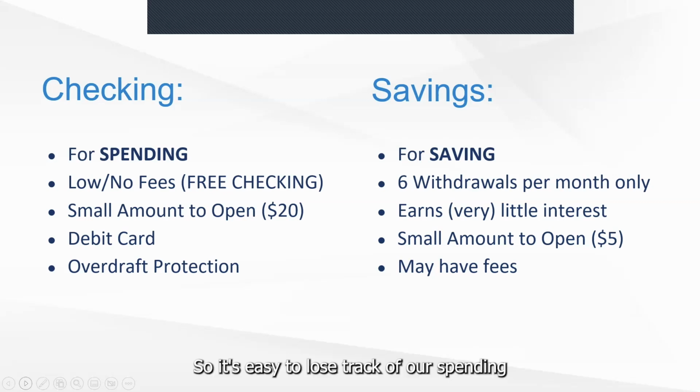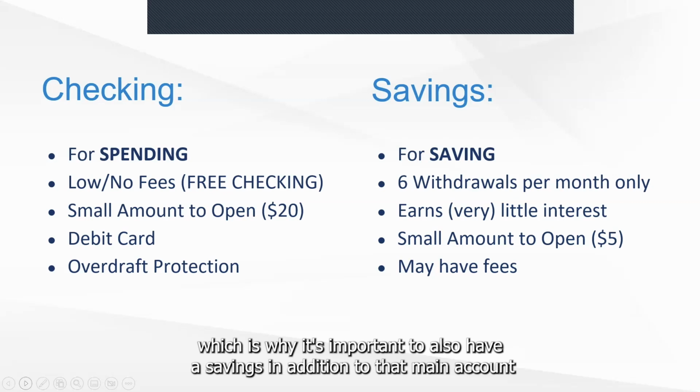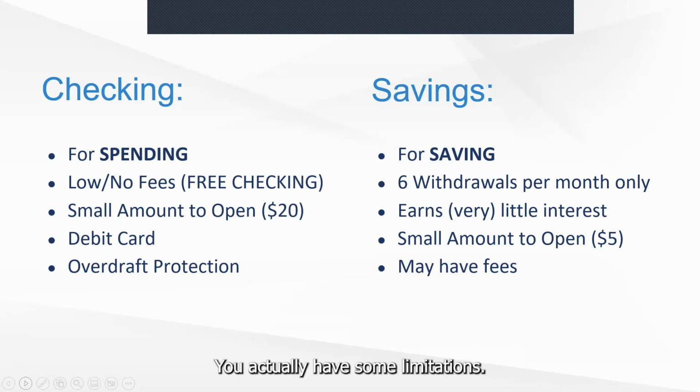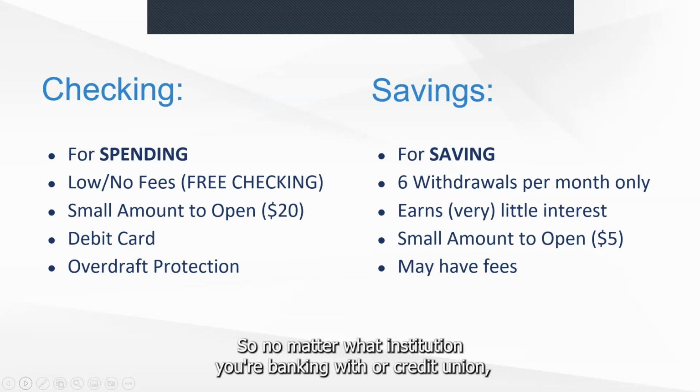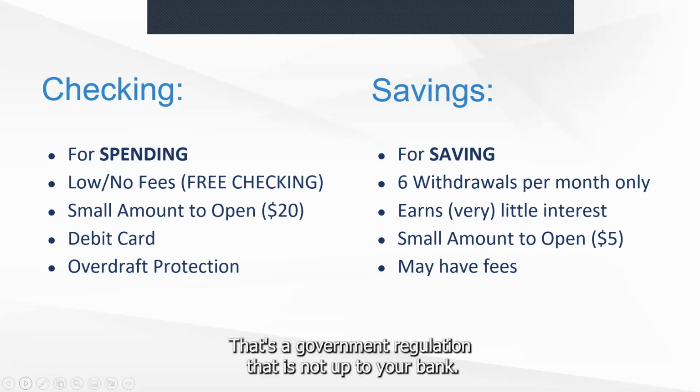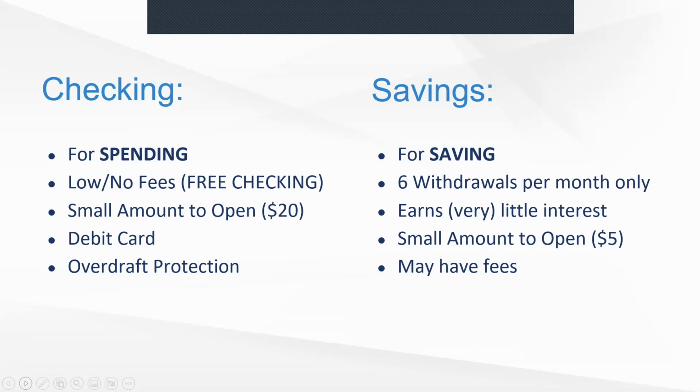So it's easy to lose track of our spending on our checking account, which is why it's important to also have a savings in addition to that main account that you have all of your expenses coming out. On a savings account, you actually have some limitations. It's meant for savings. So no matter what institution you're banking with or credit union, you are limited to 6 withdrawals per month. That's government regulation. That is not up to your bank.